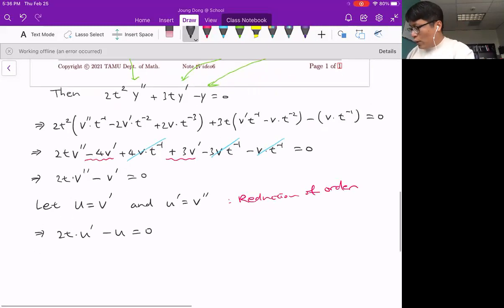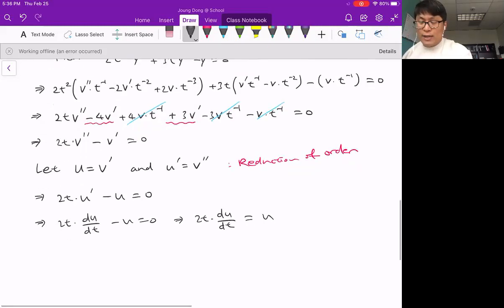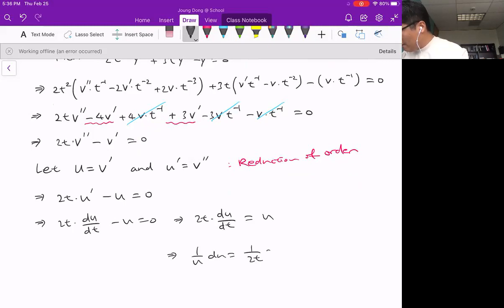So let me show you how we can do separable, okay? Let me rewrite this as 2t times du/dt minus u equals 0, and move your u to the right-hand side. Then 2t du/dt is equal to u. Then divide by u on both sides and divide by 2t on both sides and multiply by dt at the same time. Then this can be totally separated. Are you okay so far? Okay, so keep that in mind.